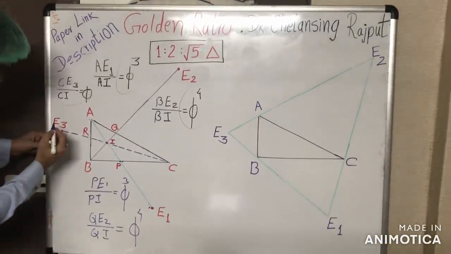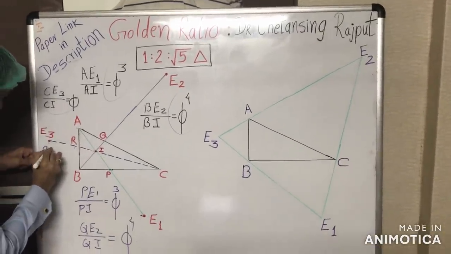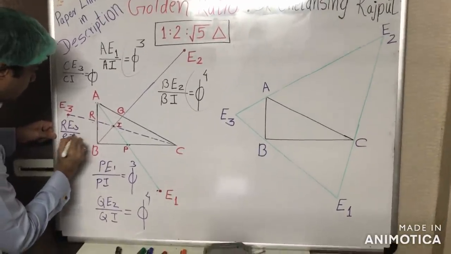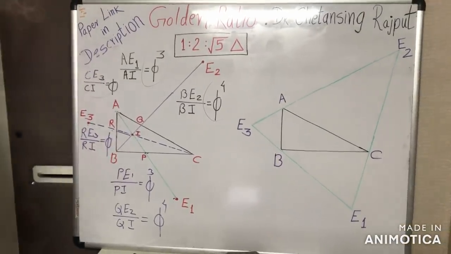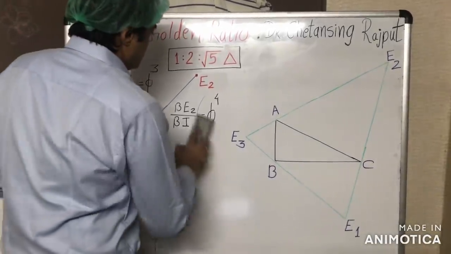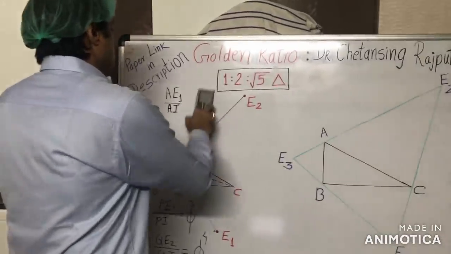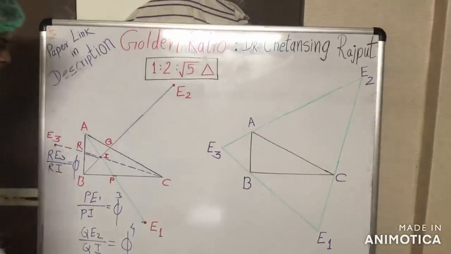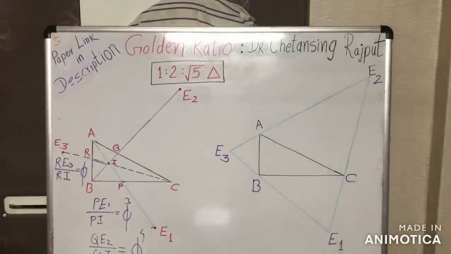Similarly, R E3 upon R I. This distance is precisely equal to golden ratio. Golden ratio is precisely ubiquitous in every length proportion of these triangles. So many proportions precisely in terms of golden ratio have been given in the research paper. Don't forget to visit the paper link. For example, I will mention another proportion here.